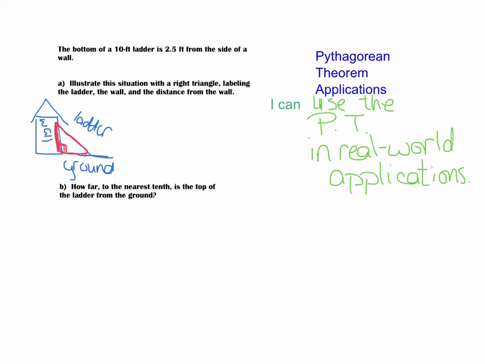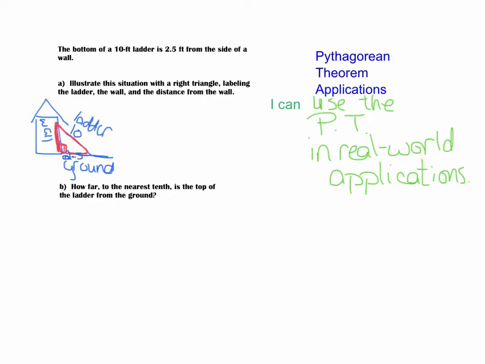Now, it says that the ladder is 10 feet. So where does that 10 feet go? Well, that 10 feet goes where the ladder is, and the ladder is what's leaning up against the wall. So the ladder is 10, and it says the bottom of the ladder, well, where's the bottom of the ladder? It's right here, and it says the bottom of the ladder is 2.5 feet from the side of the wall. So this little part on the ground here is the 2.5 feet.